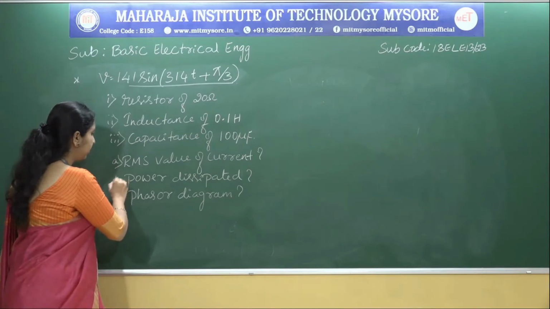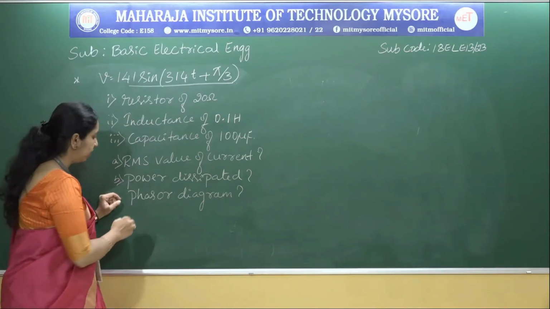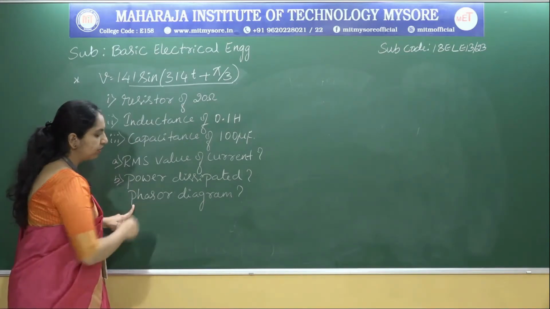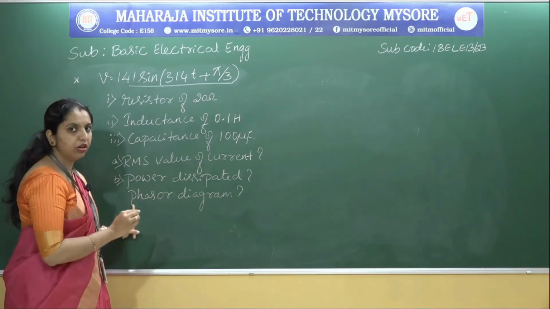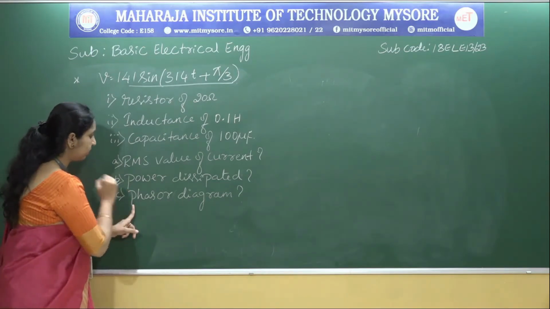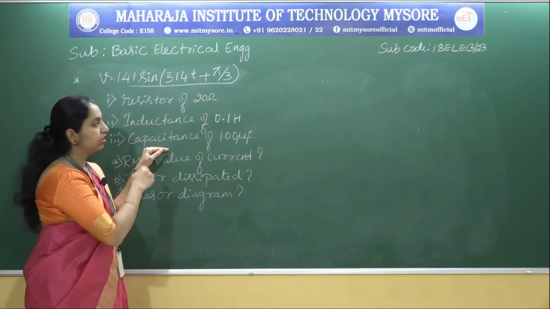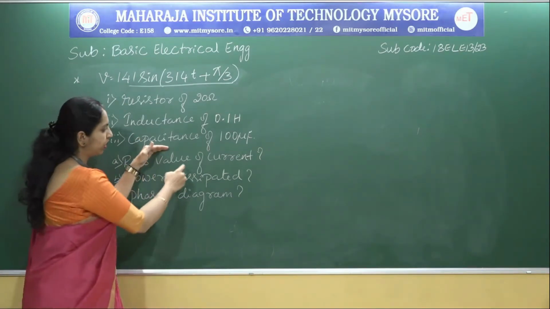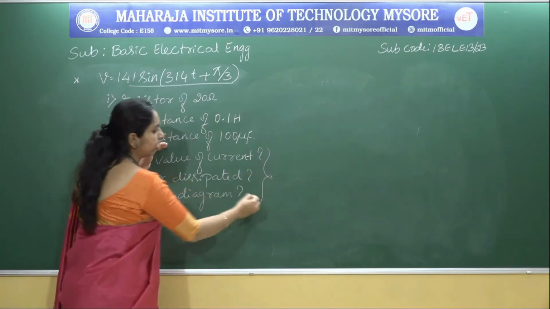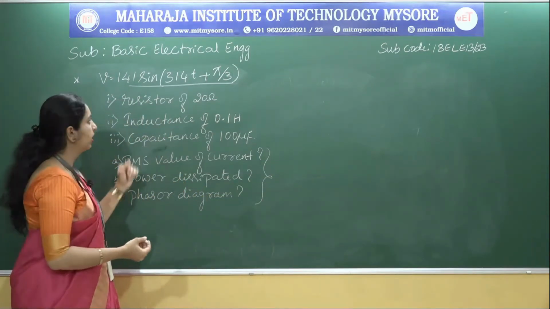Next, the power dissipated in the circuit, and we need to draw the phasor diagram. So based on the values provided, we need to calculate these three in each case.